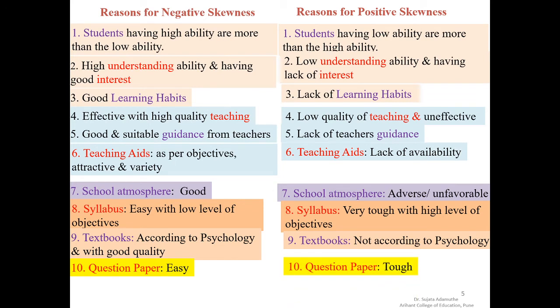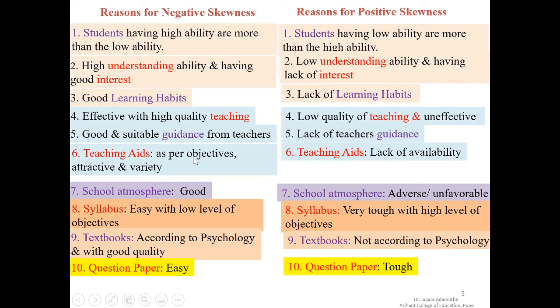Here, opposite of that, if the question paper is very tough, then maximum students will get less marks, and we will observe the positive skewness. See, if we observe the reasons for the negative skewness and positive skewness, they are opposite to each other. Here again, these first three reasons are related to students. Here also, these first three reasons are related to students.